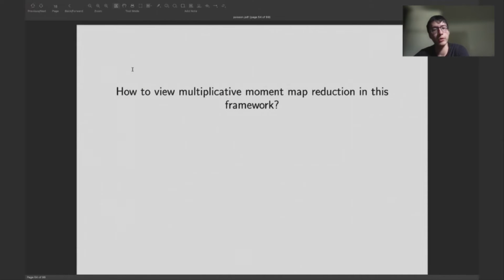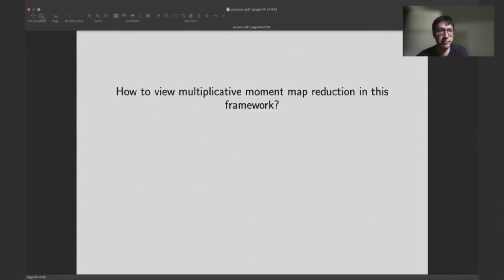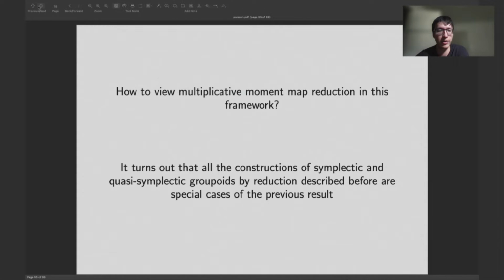So first of all, how can we view multiplicative moment maps in this framework? It turns out, as I said, that all the constructions of symplectic and quasi-symplectic groupoids by reduction that we described before are special cases of this result.